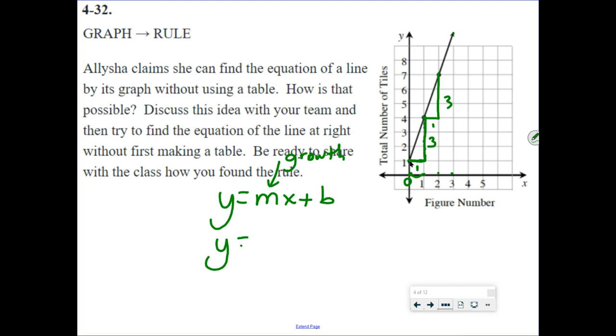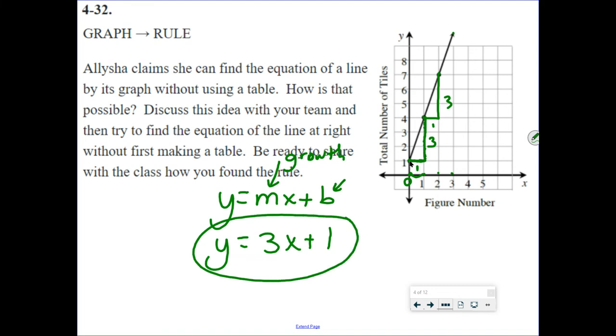So y equals 3x plus, but remember, this is the number of tiles in figure 0. How many tiles in figure 0? 1. Plus 1. That's it. Isn't that cool? That's my rule. So I just find how much it is growing by. It went from 1 to 4, so it grows by 3. That's my growth. And then this last number tells me how many tiles are in figure number 0. So 3x plus 1, okay?